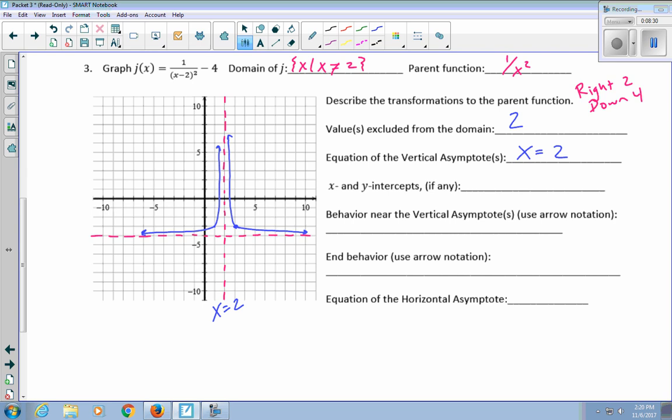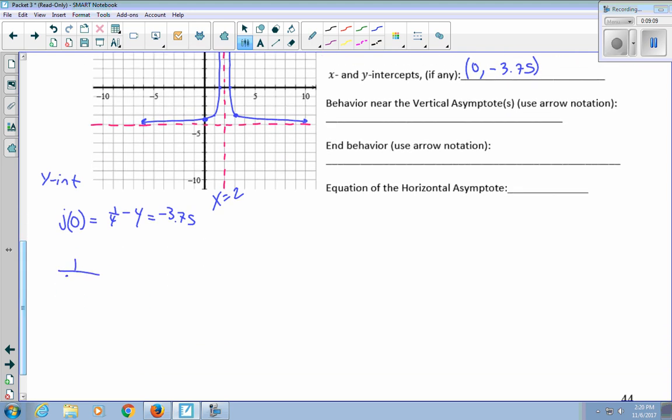X and y intercepts. It does look like I have some x-intercepts and a y-intercept, right? So I might go about trying to find those. Y-intercepts you get by plugging in 0. So that would be 1/4 minus 4, which would be -3.75, which does look like it's in about the right spot, -3 point something. So my y-intercept is 0, -3.75.